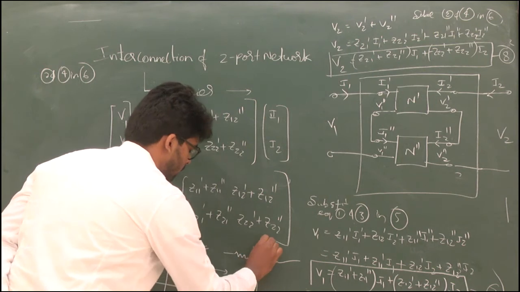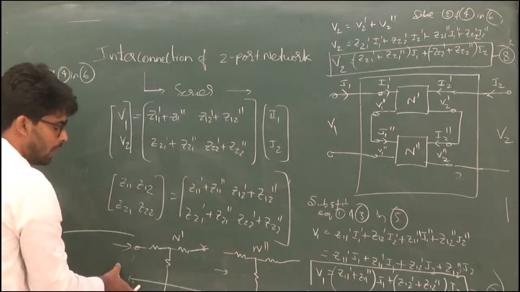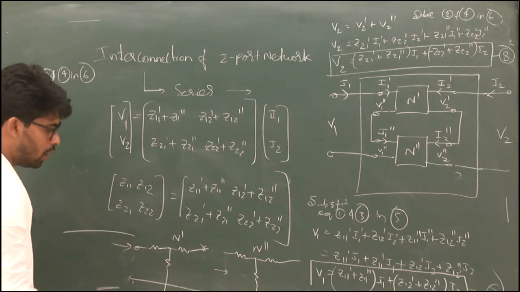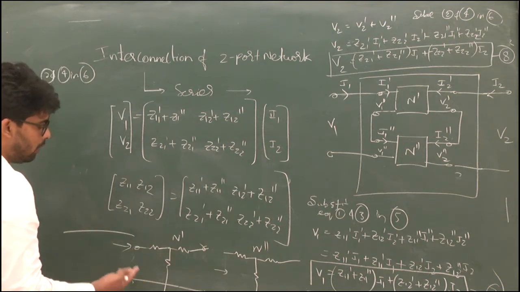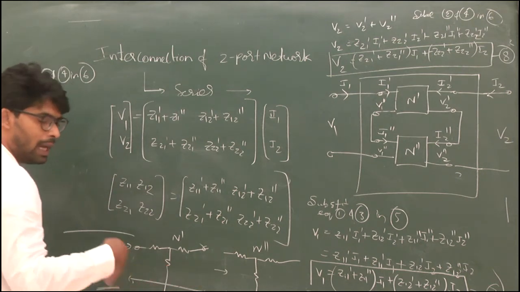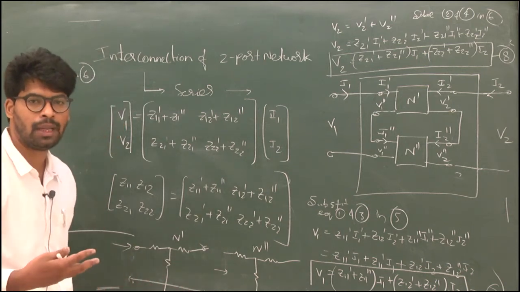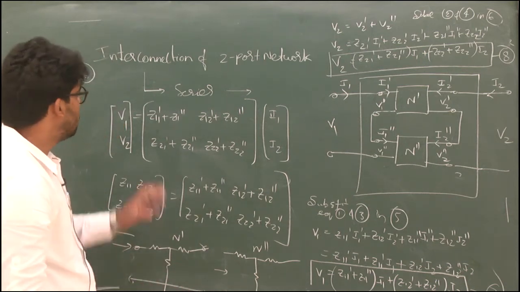Let us say N double dash. You will find the Z parameters of these two circuits. After finding the Z parameters, you will get different values for Z11 to Z22, and you will add them, and the overall Z parameters of the series connected two-port network will be obtained. This is about series parameters.